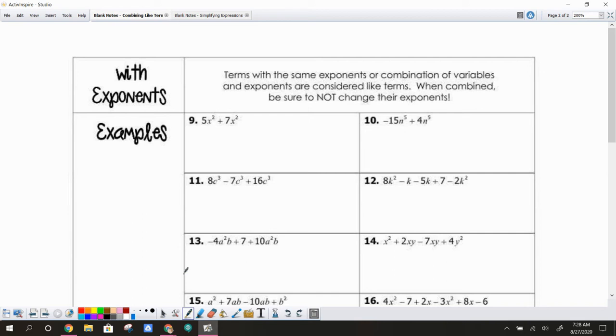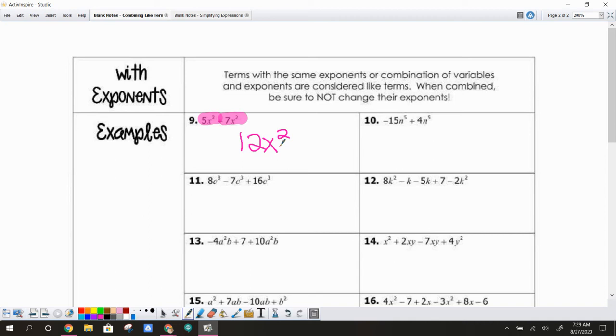So for example, for number 9, I have 5x squared, and then I have another x squared term as well. So the x squared stays the same. I do not add that. It stays the same. It is just a like term. Just like it was just a regular x, now it's just got an exponent. It stays the same. So I'm doing 5 plus 7, and 5 plus 7 is 12. So my final answer is 12x squared. Again, we are not adding the exponents.